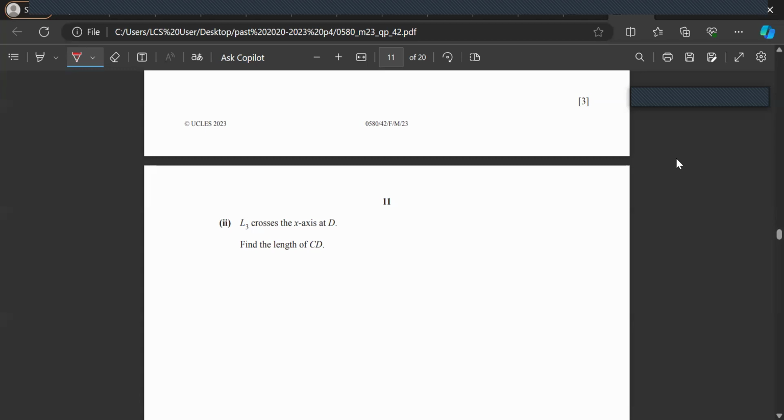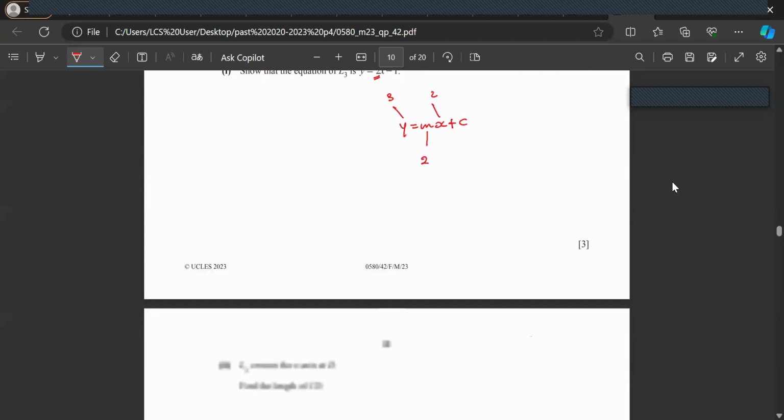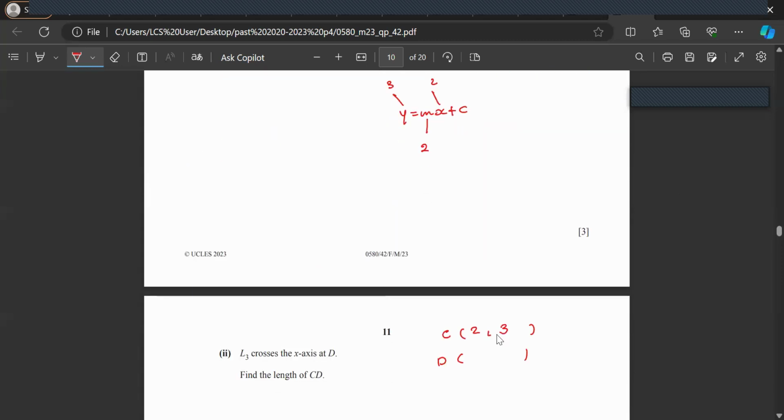Okay, L3 crosses the x-axis at D. Find the length of CD. If I want to find the length or the distance between any 2 points, I have to find the 2 points. So I have to prepare C and D. Is one of them given? Yes, C was given, (2, 3). Now I should find D. How to get D?